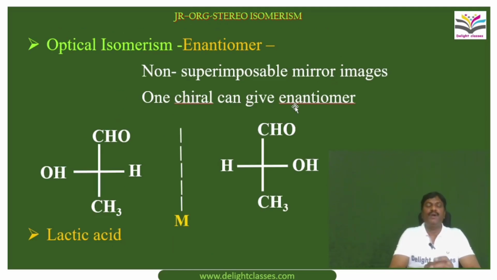Optical isomerism. What are enantiomers? Non-superimposable mirror images. See, M stands for mirror. That is lactic acid. It is a mirror image for that one. These two are not going to superimpose. Now look at this one, this is the mirror image. These two are not going to superimpose. Non-superimposable mirror images are known as enantiomers.